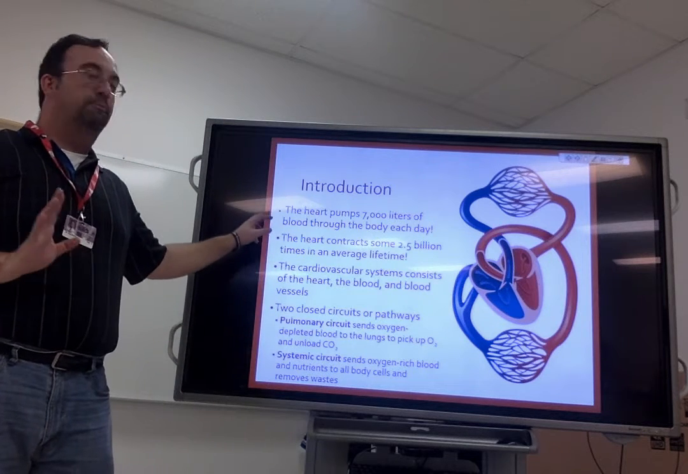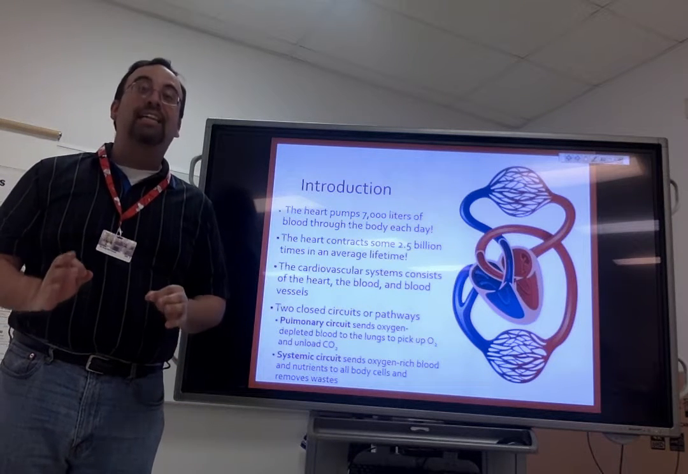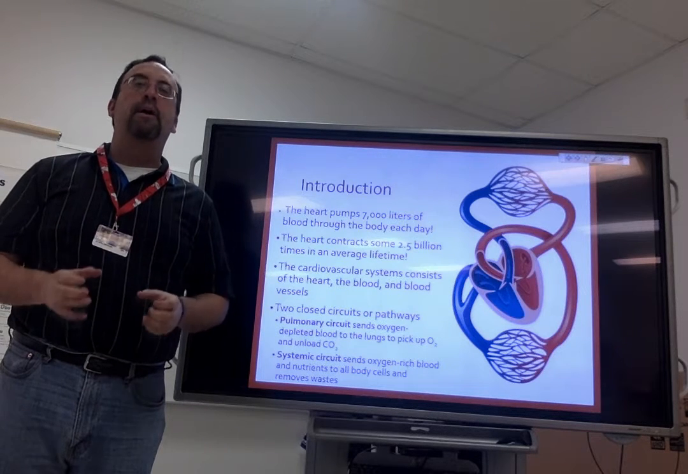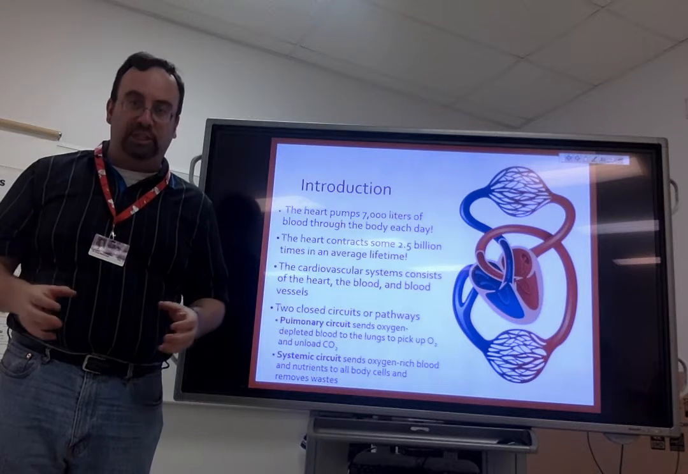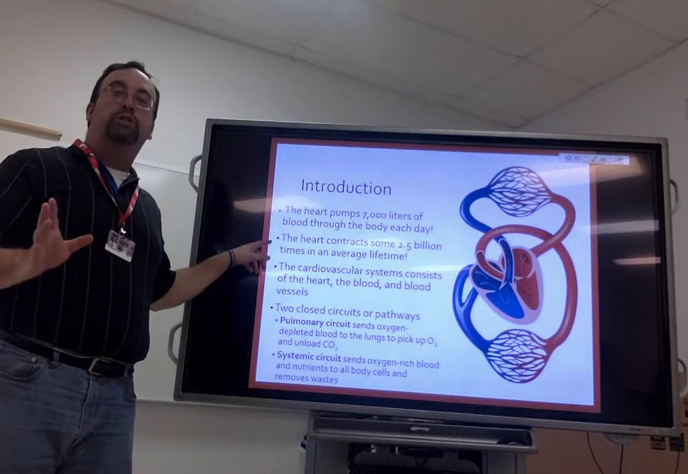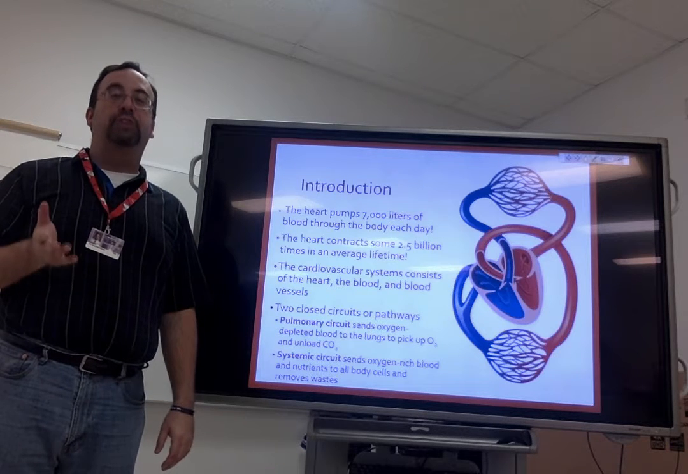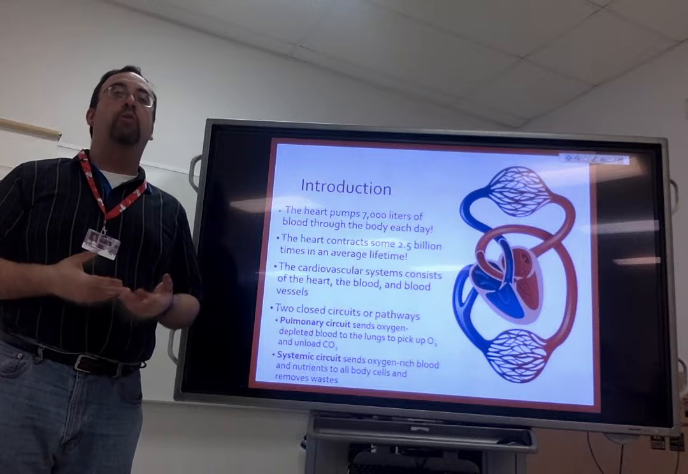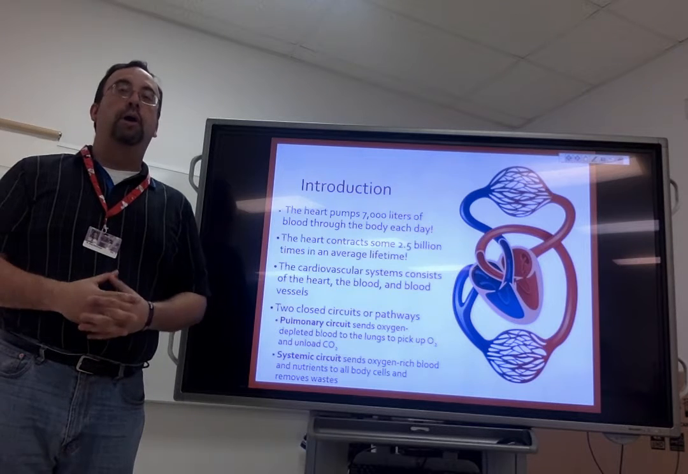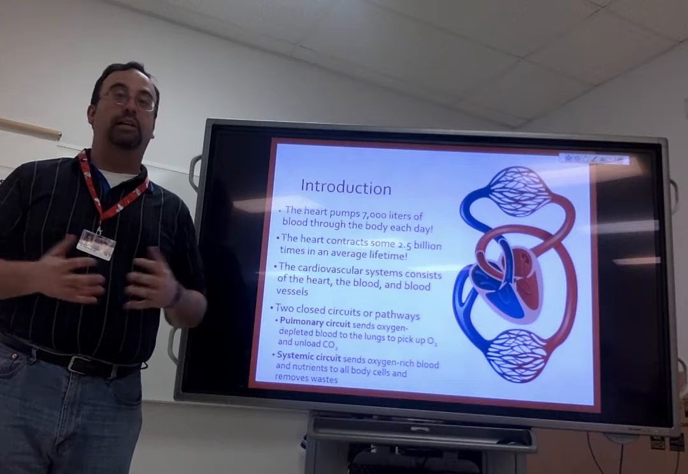It's a really cool fact that your heart will pump about 7,000 liters of blood throughout the body each day. Your heart is a pump that pushes blood through all parts of your body, and it gets recirculated again and again and again. The heart will contract some 2.5 billion, with a B, times in an average lifetime. Typically, the smaller the animal, the faster the heartbeat; the larger the animal, the slower the heartbeat. This number works not only for humans, but also for animals of all different sizes.